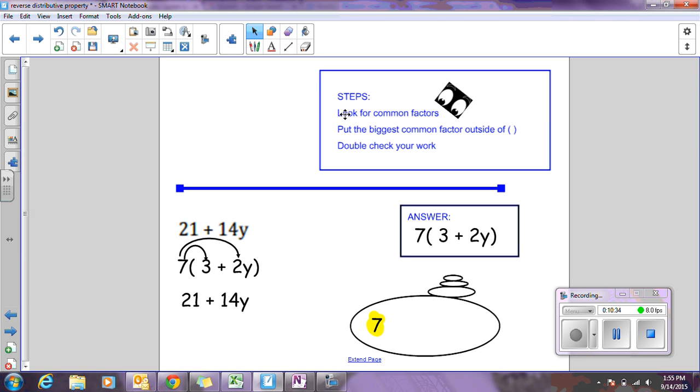So just a reminder, you have to look for the common factors. You could use a multiplication chart or a calculator. You're going to put the biggest common factor outside of the parentheses like we did here. And then you double check your work, and that's why I use these little arrows to help me.